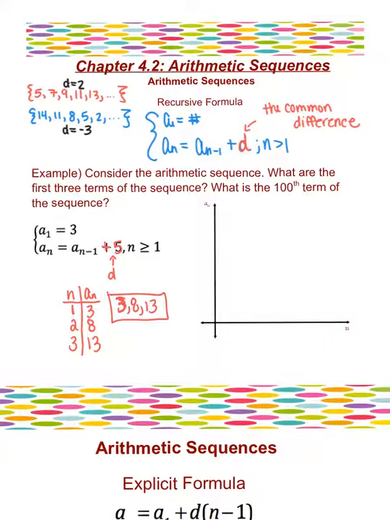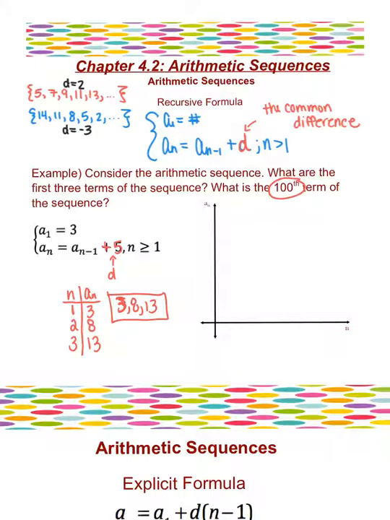Now the next question says, what is the 100th term in the sequence? When I'm thinking about that question, the only way that I really know how to do that right now is to literally go out 100 terms. And that's going to take me a long time. So I'm wondering if perhaps I can come up with another method to find that 100th term. That other method would be to find the explicit formula for an arithmetic sequence, where I could just plug in 100 as my input, and my output would be the actual 100th term.